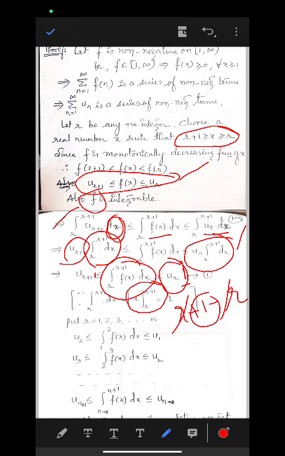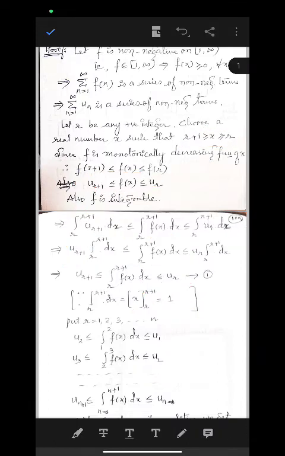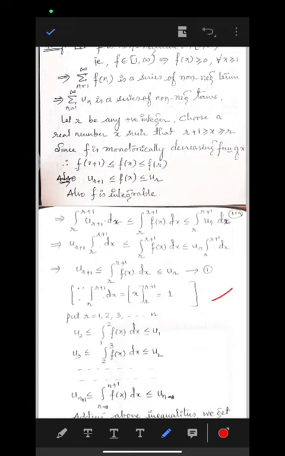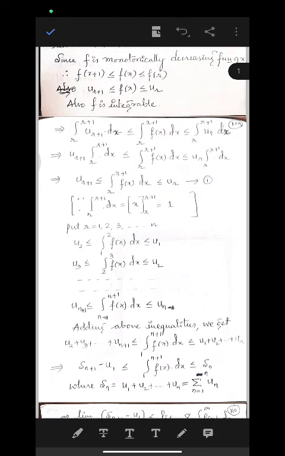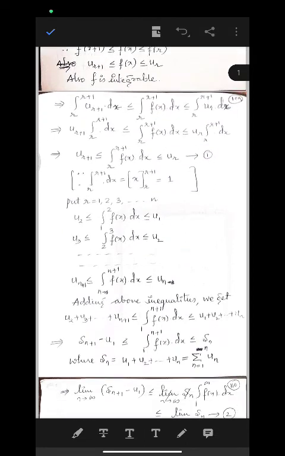So I think you have understood up to this much. Any doubt? Any doubt? No doubt? I hope you all have understood the things. Yes? Shall I proceed?